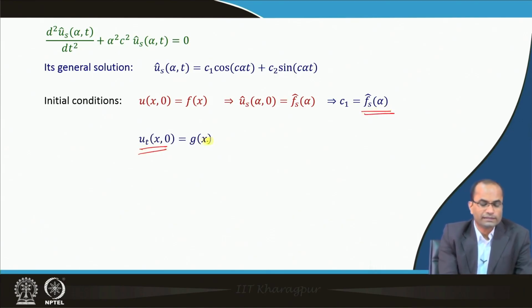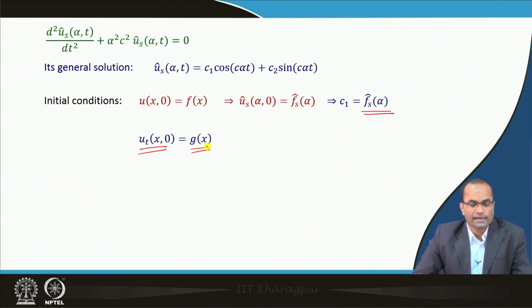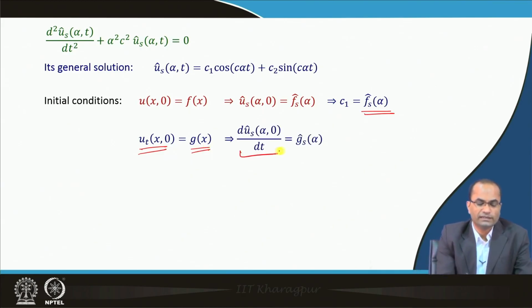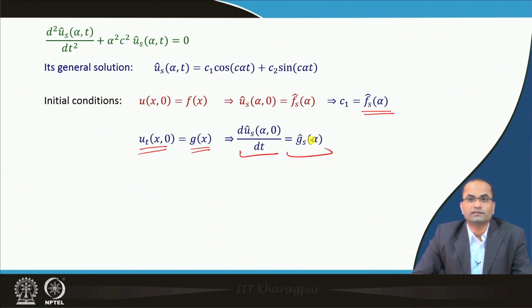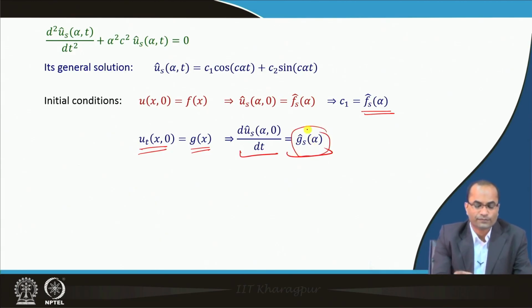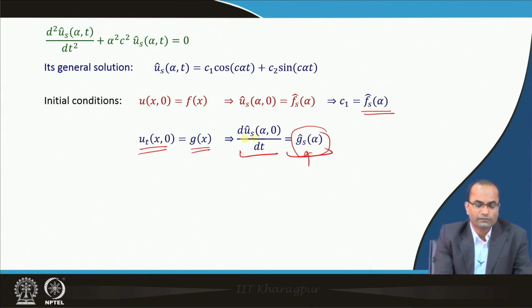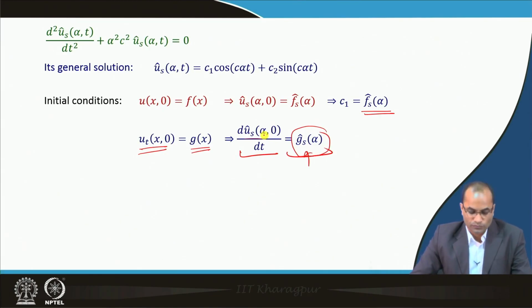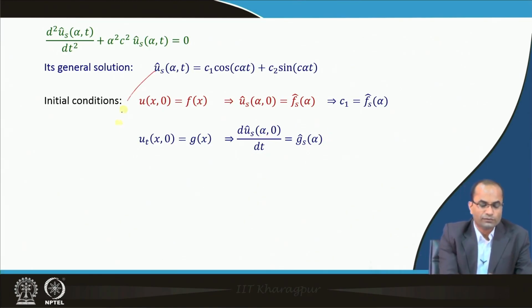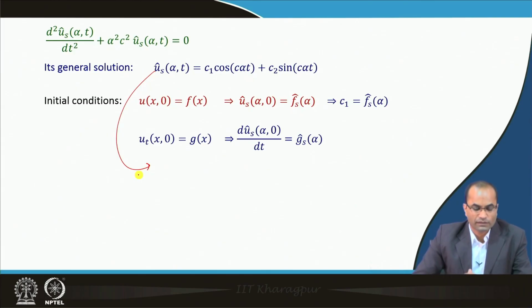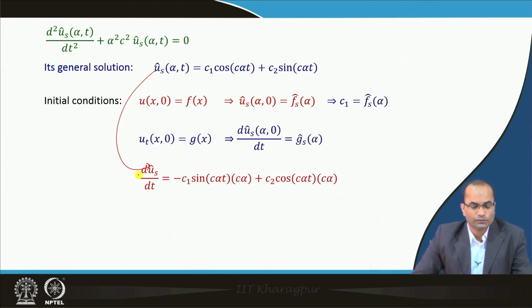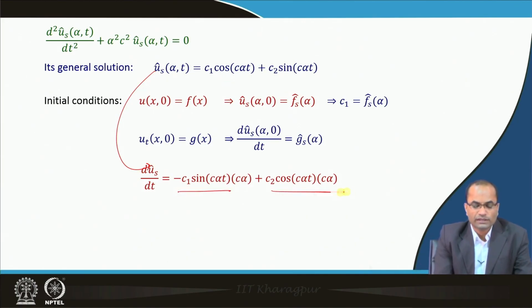Now, the u t x 0 is given as g x. So, there also we can apply the Fourier sine transform, and the Fourier sine transform now is appearing here for g s, and this is the derivative of this Fourier sine transform of u. So, again now we have to differentiate the equation, the general solution we got for the Fourier sine transform of u, and then we will substitute t equal to 0 and use this result.